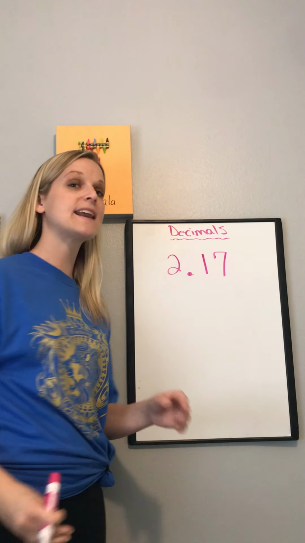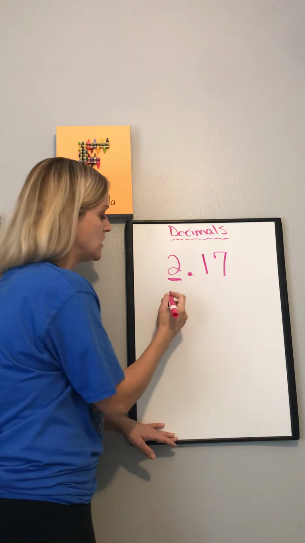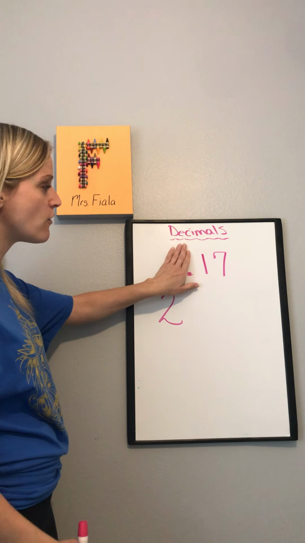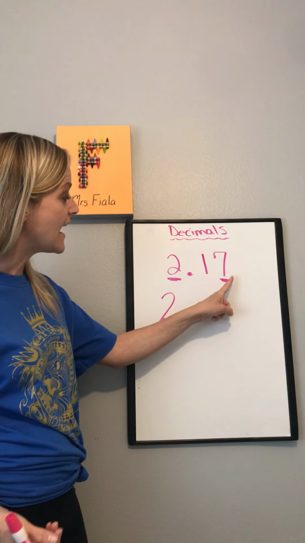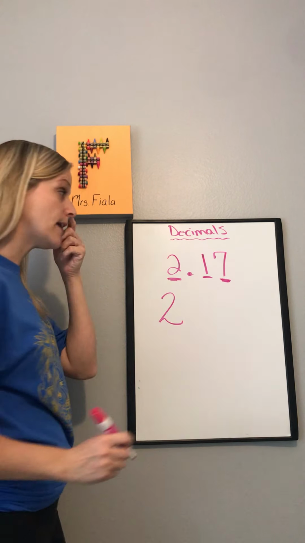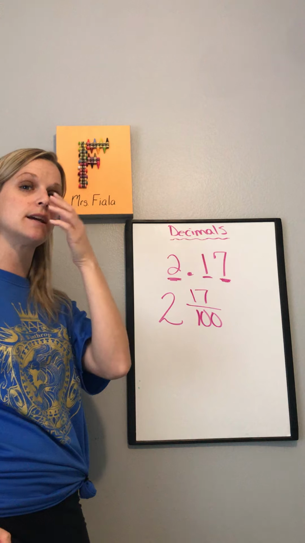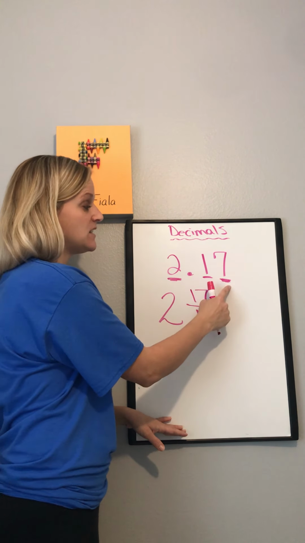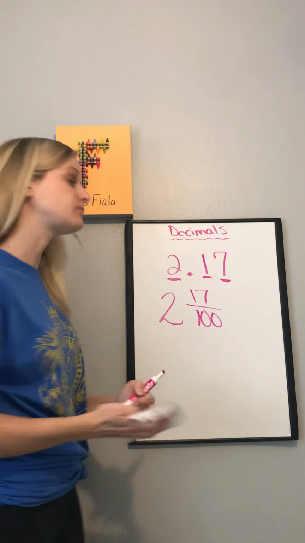So now how would I write that as a mixed number? Remember, the 2, the number before the decimal point, is your whole number. I have 2 wholes. Now what do I have over here? I have 17. It ends in the what place value? That's the hundredths place. This is the tenths and then the hundredths. So I have 17 out of 100. And that's how I would write that as a mixed number. And I would say it as 2 and 17 hundredths because it ends in the hundredths place, okay?